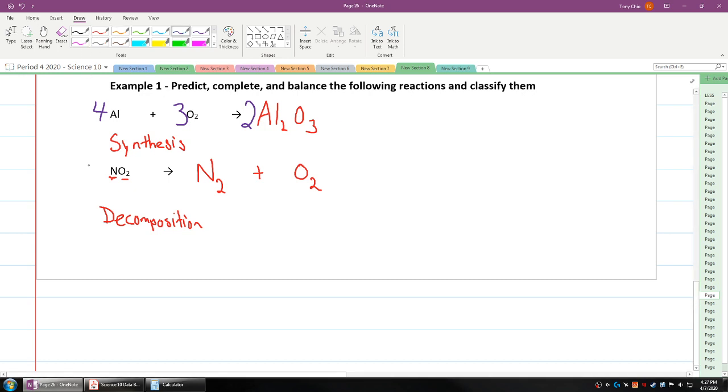So now your last step is to balance it. Well, you have 2 nitrogens here, so you got to put a 2 in front of this. You have 4 oxygens now. You need 4 oxygens, so you got to put another 2 in front of this. So this is what we call a decomposition reaction, where the single compound breaks apart into its elements.